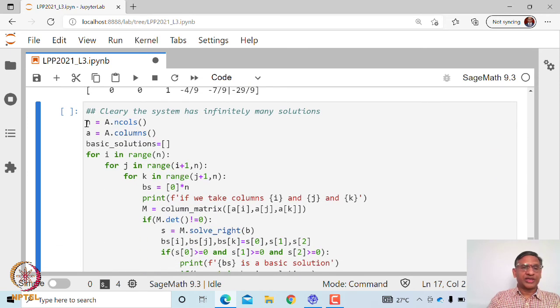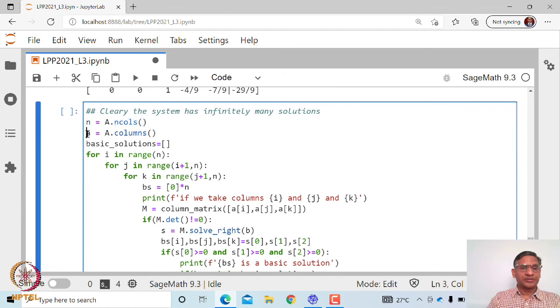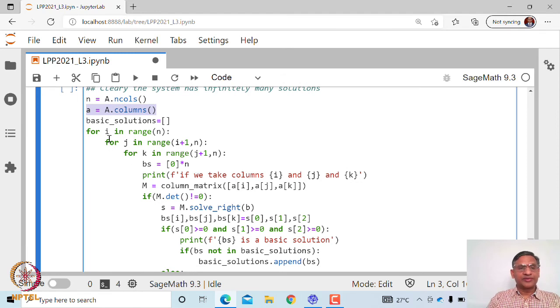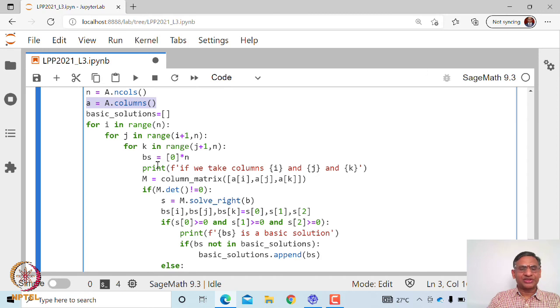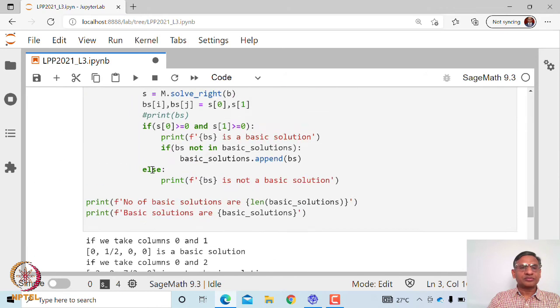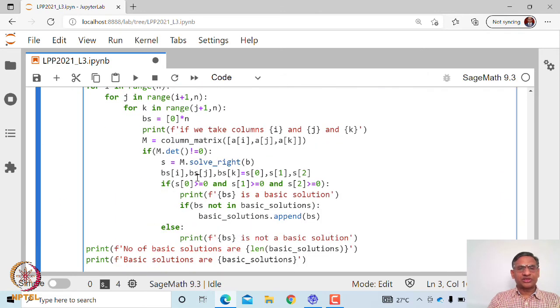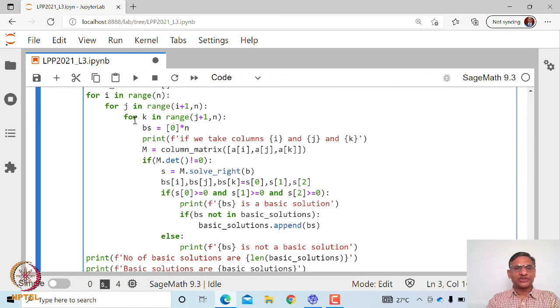So again we will write n as the number of columns of A, and this time we have to take three columns. That means we will run a nested loop with i, j and k, where j is strictly greater than i and k is strictly greater than j. Therefore i, j, k will be distinct. In the previous one we had i and j varying, now I have i, j and k varying, so the code is exactly similar except you have an extra component for the third column, right?